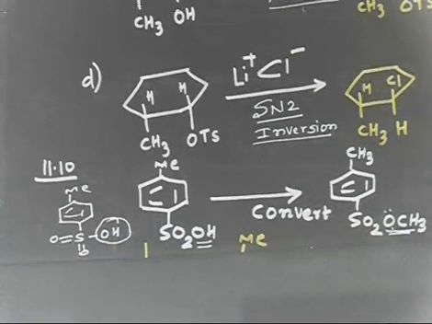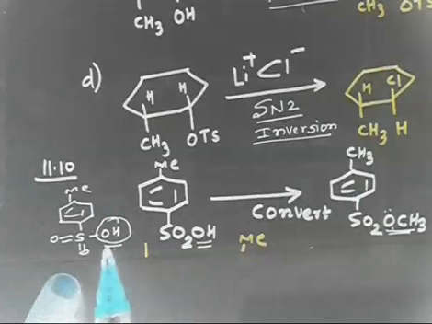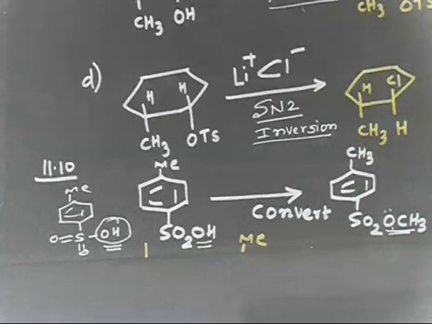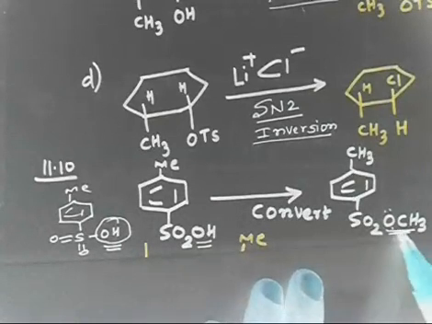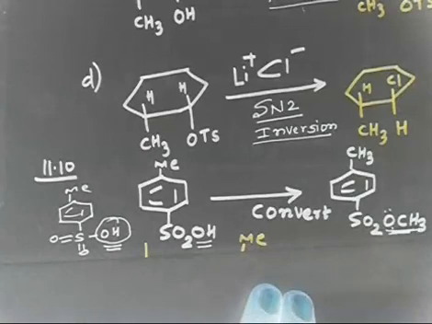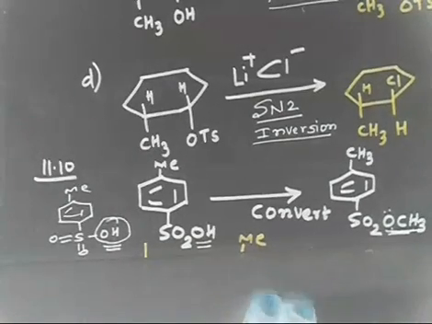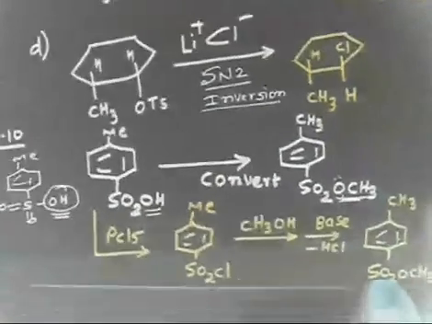Same thing. Make the alcohol, so this is the alcohol group, make the alcohol as OTS. In the next step, attack OCH3 minus, or simply you can take alcohol also. Are you getting or not? Okay, so let us see the solution.